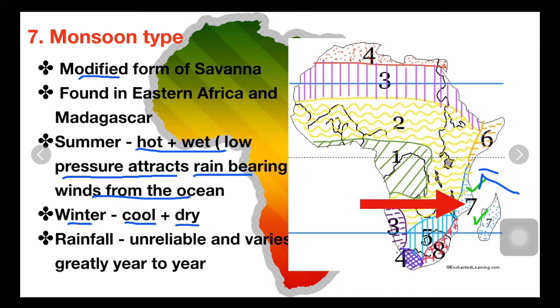We know that winters are always dry without moisture, so during the winter season there is no rainfall experienced over here. But in the monsoon region, the rainfall is quite unreliable. Every year the region does not receive the same amount of rainfall. It keeps on changing, it varies greatly year to year. Maybe in a year this region is receiving more rainfall, or maybe the next year it might receive less rainfall. So rainfall is quite unreliable, unpredictable in monsoon type of climate everywhere in the world.